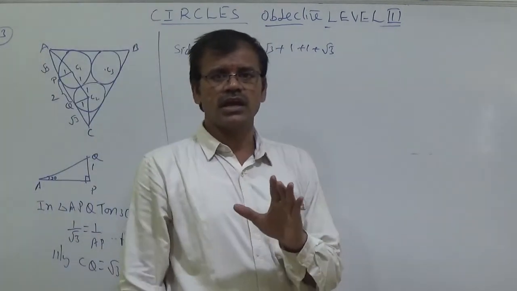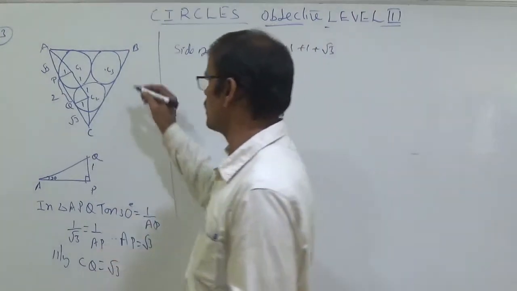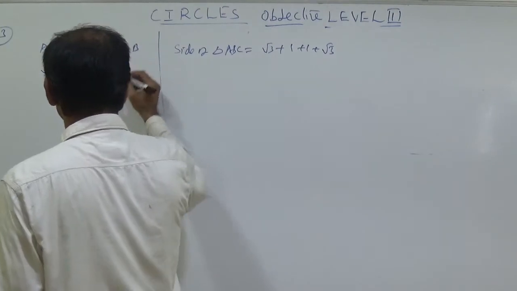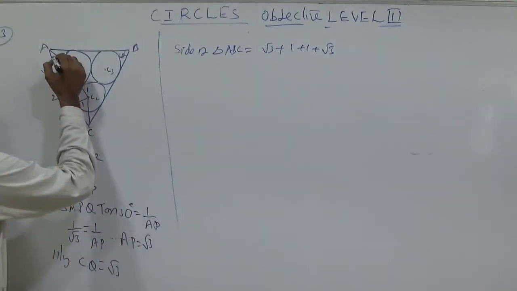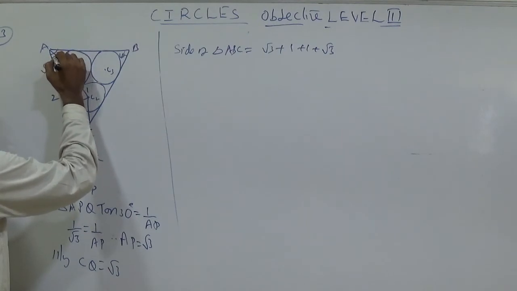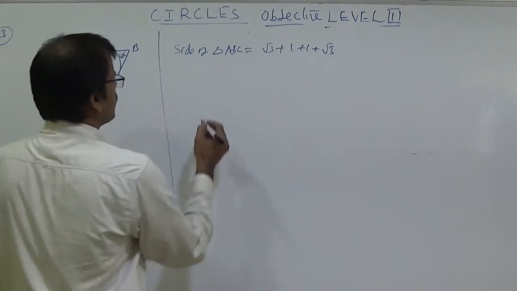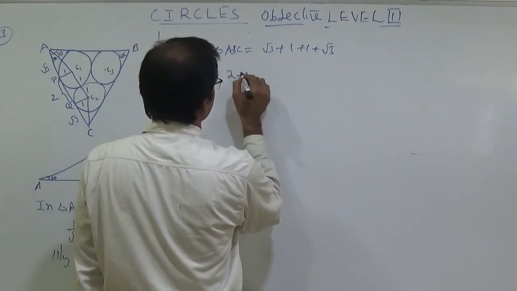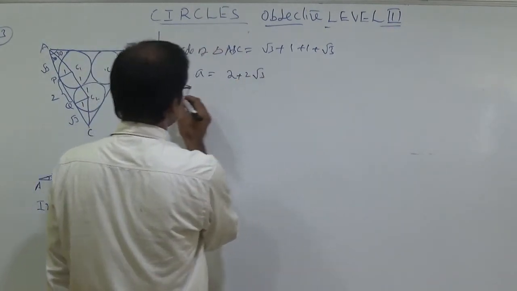Every angle in triangle is 60 degrees. That's all. That is the main concept here. If you are able to understand, you can understand this one as 30 and 30 easily. This is 30 and 30 because this is angular bisector. Now side small a you indicate with small a. You can write this one as 2 plus 2 root 3.